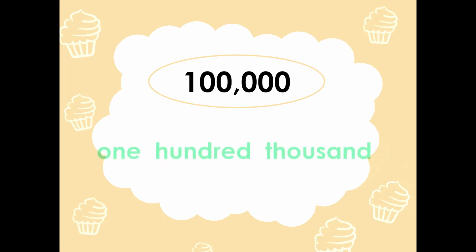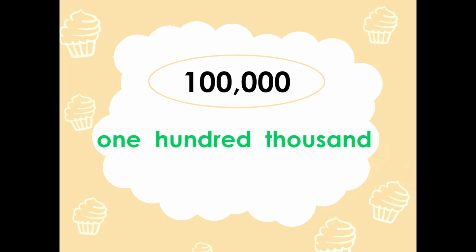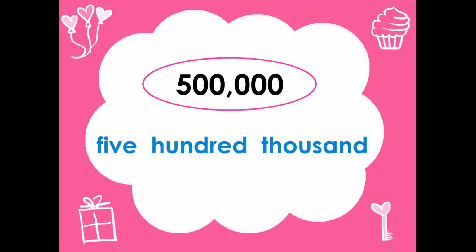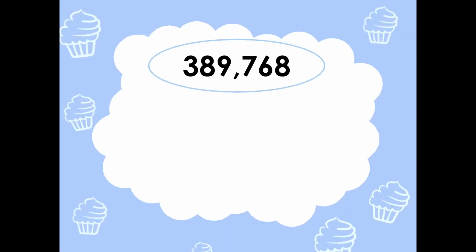Good job. This number is 100,000. Good job. Oh, what about this number? It's so difficult. Ding ding, this number is 500,000. Good job. Next one, how to read this number?